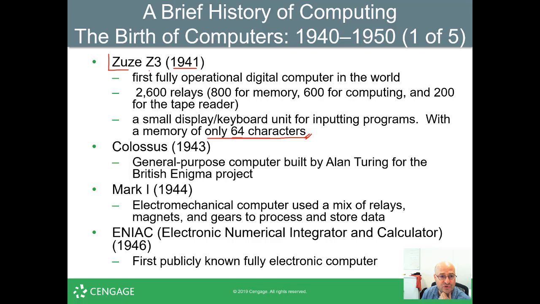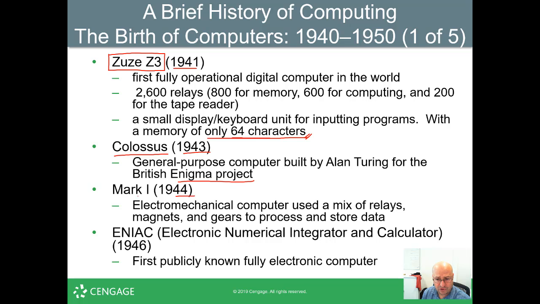So the Z3 was never used in the war, although it was projected and constructed, whereas the British built the Colossus in 1943, which was a general purpose computer, designed by Alan Turing. So I don't think Alan Turing built it, but he definitely designed it for the British Enigma project, and that was the computer that was used to break the German code and help the Allies to win the war.